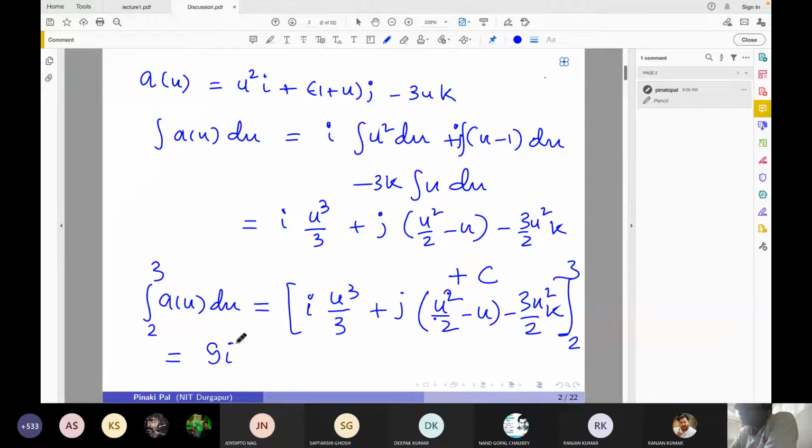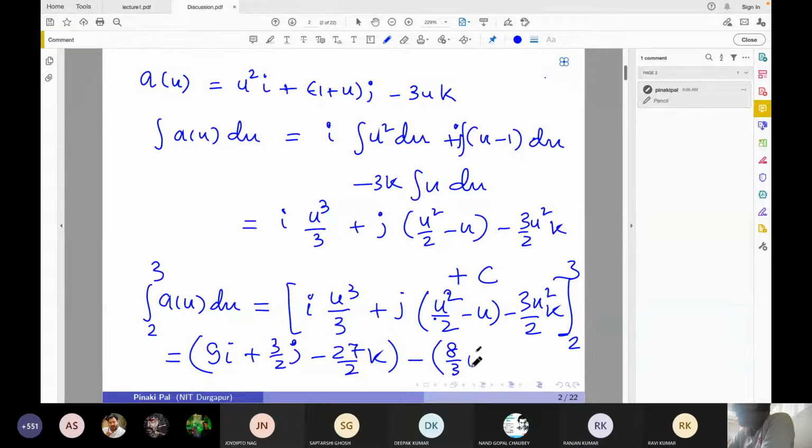9i, 19 by 3... 27 by 3, so 9i, and here 9 by 2 minus 3 is 3 by 2, so plus 3 by 2 j, and here 27 by 2 minus 27 by 2 k. Minus, if we put 2, 8 by 3 i, and 4 by 2 is 2, so this is 0, there will be no j component, minus 6k. And if you subtract this you will get the definite integration.